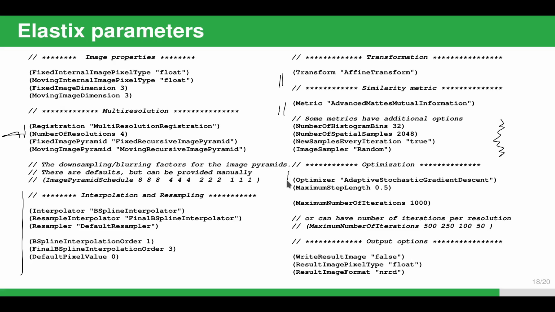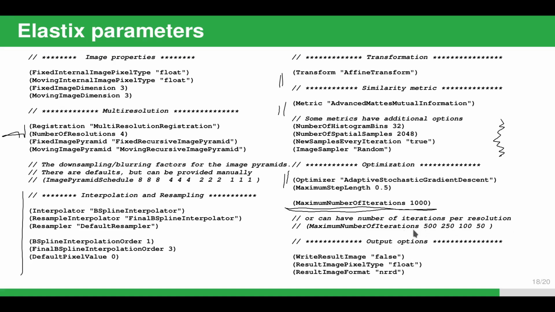We're going to be doing optimization using gradient descent, and it has a maximum step length, but maybe most importantly, the maximum number of iterations is a common parameter that you might find yourself needing to change when you're tuning parameters for image registration. You can also change the number of iterations per resolution if you want.